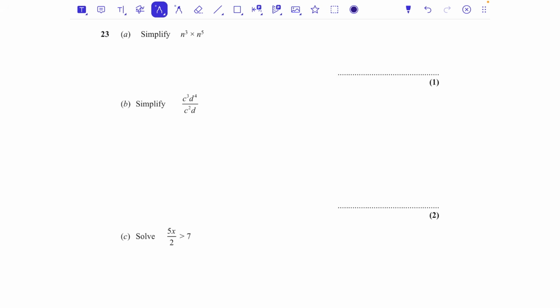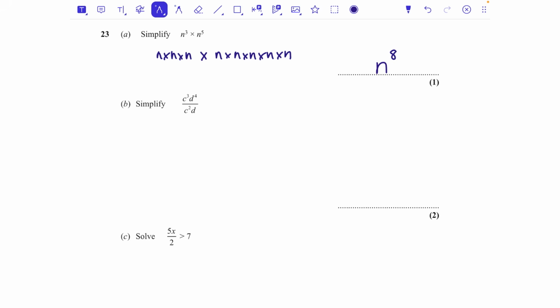Simplify n cubed times n to the power of 5. Now when we times, we add the powers. This is n times n times n times n times n times n times n times n. So altogether, n to the power of 8.